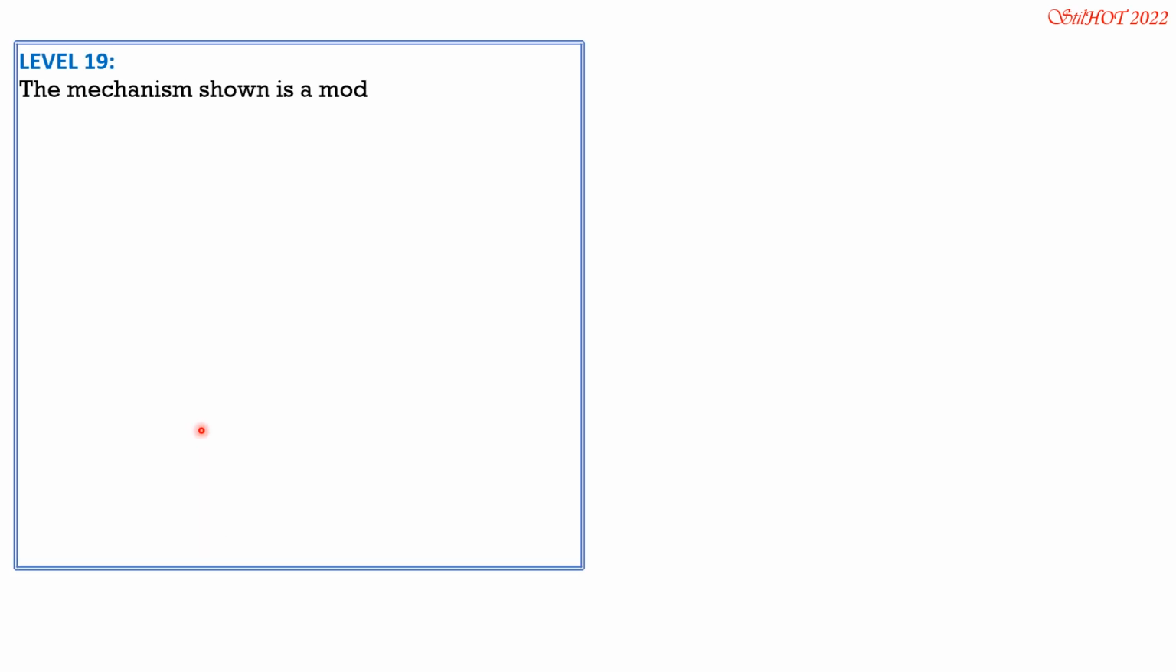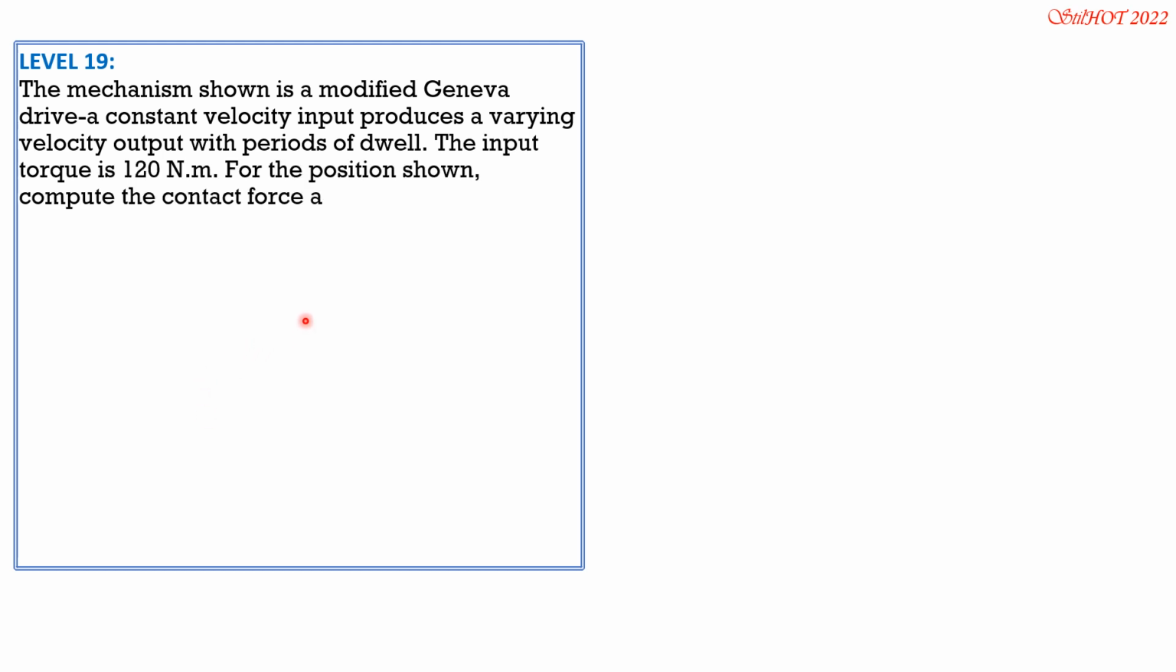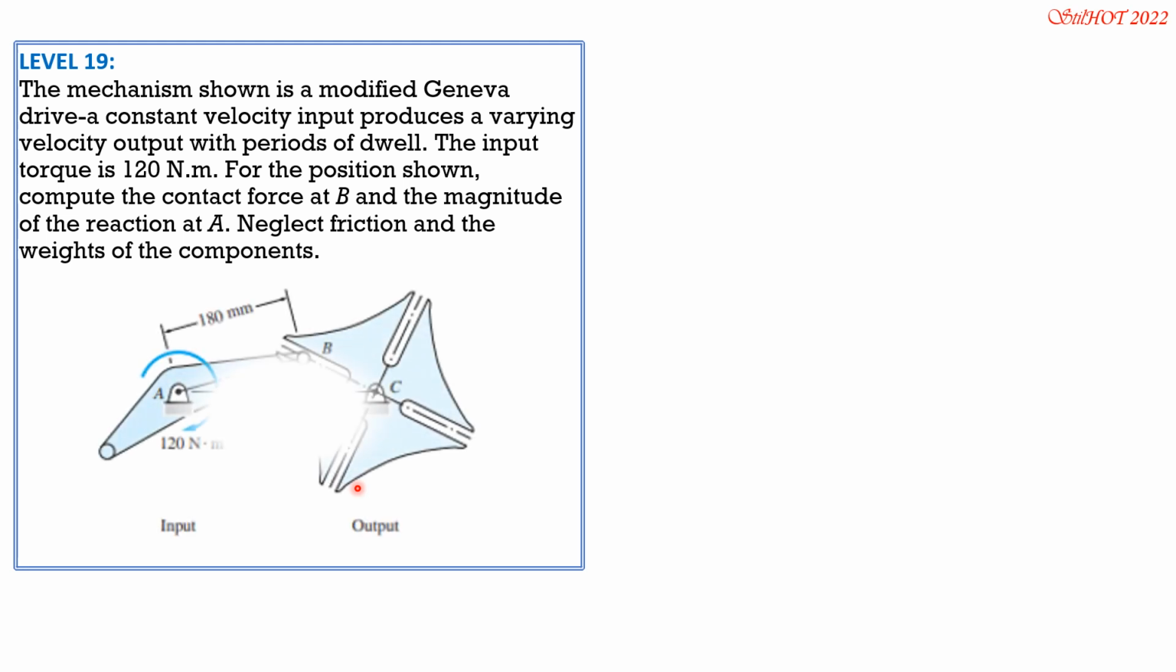The mechanism shown is a modified Geneva drive. A constant velocity input produces a varying velocity output with periods of dwell. The input torque is 120 newton meters. For the position shown, compute the contact force at B and the magnitude of the reaction at A. Neglect friction and the weights of the components. So this is the input and that's the output.